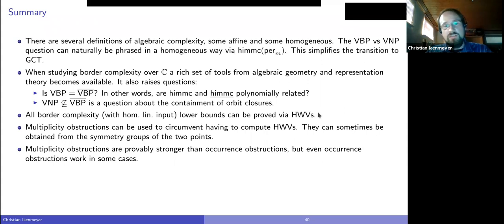By just studying the multiplicities, we don't know if this is fine enough or not. The highest weight vectors are certainly fine enough, but we don't know how fine the multiplicities actually are. That's still an open question. And sometimes you can even just use the symmetry groups of the 2 points in question to find multiplicity obstructions, to separate two orbit closures. Multiplicity obstructions are provably stronger than occurrence obstructions, but even occurrence obstructions do work in some cases, so we don't know exactly what the limitations are yet.